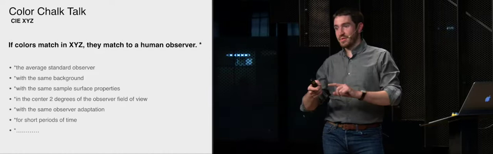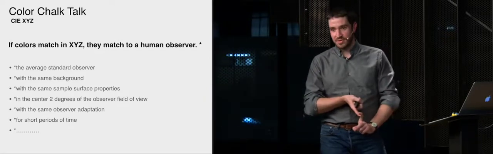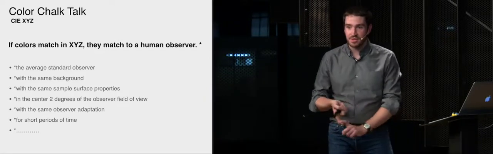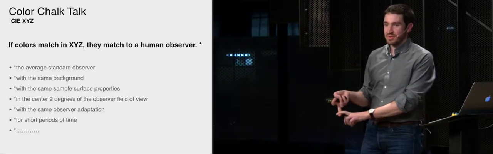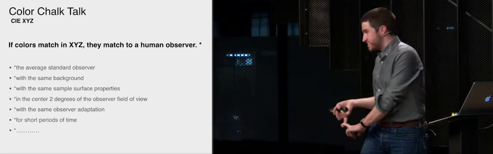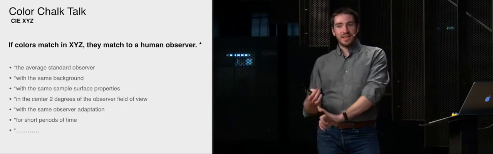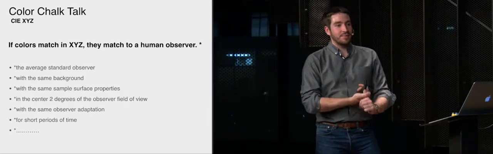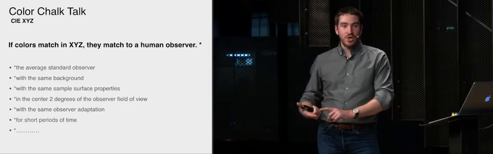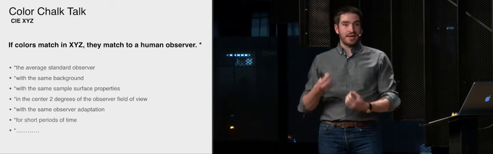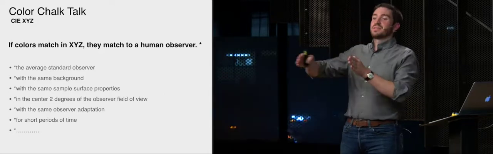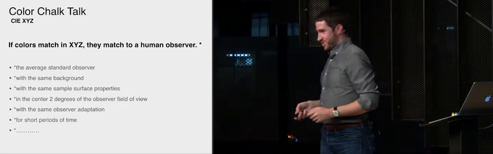Remember, it's to this pool of average 13, 40-year-old white male observers, only in the center 2 degrees of the field of view of the human eye, with exactly the same sample surface properties, with the same background, exactly the same observer adaptation and light sources. You actually can't run this experiment and shine those lights continuously. You have to flash them, because otherwise the eye adapts to them differently. I mean, the list of caveats on this go on and on and on.